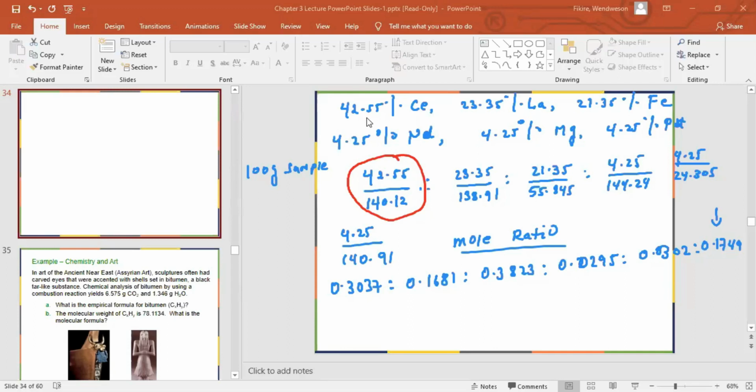Okay, now the next step is we have to pick the smallest mole ratio from here. The smallest one to me is, what do you think? The smallest one is 0.0295, right? Correct. So we have to divide everything by that.